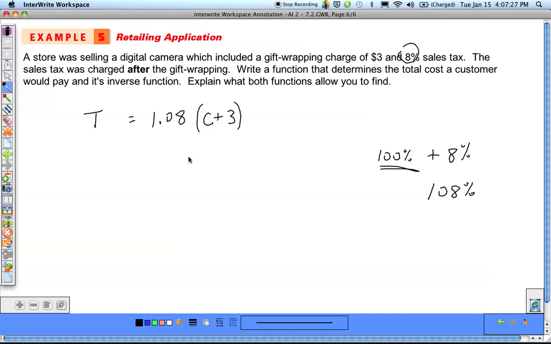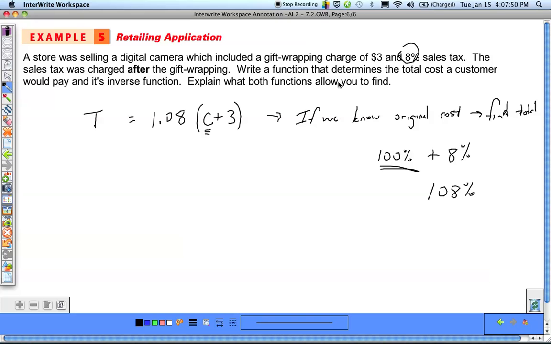and that is going to equal our total cost. So what this function allows us to find is, if we know what C is, if we know the original cost, it allows us to find the total that we would be paying.